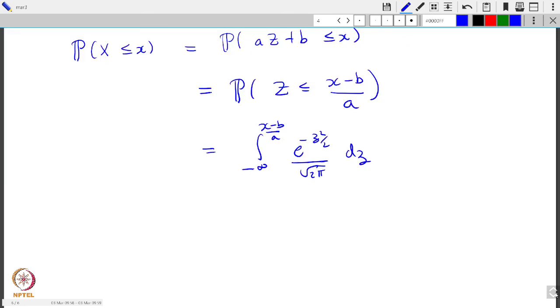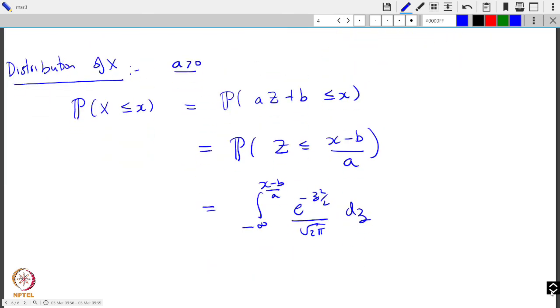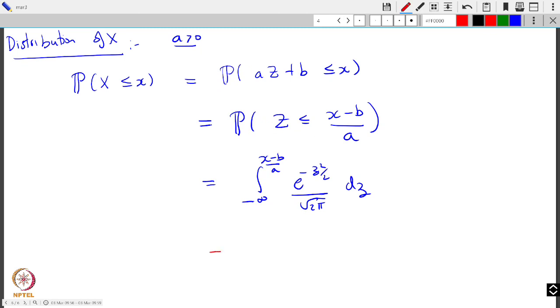Very good. So now I do a change of variable. I let y again equal to x minus b by a. Let's say z minus b by a. So maybe the z I'll leave in blue so that the y is the new variable. So what do I get? I'll get dy is equal to dz by a.